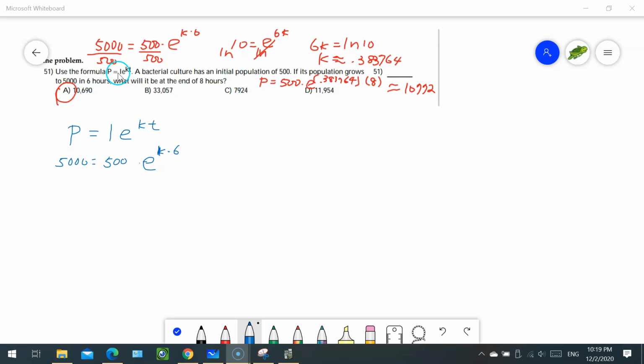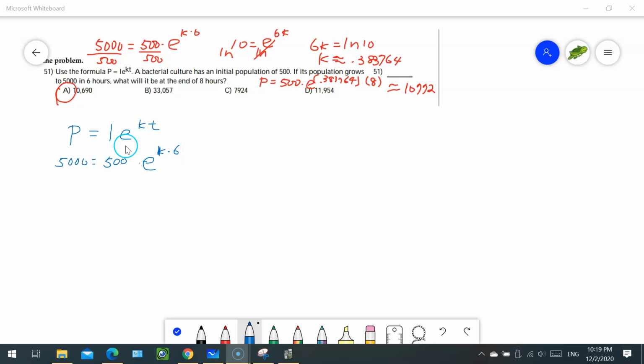So we just write down the formula from the question and fill in the information into the formula. 5,000 is the final amount, so I fill in the 5,000 under the P. Initial amount has 500 multiplied by e to the power kt. K is a number we want to find, and we know it produced 5,000 of population in 6 hours, so we fill in the t with 6.